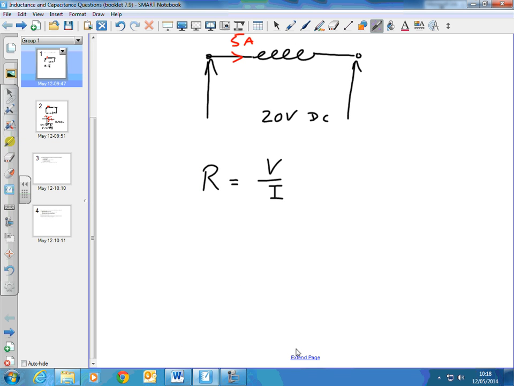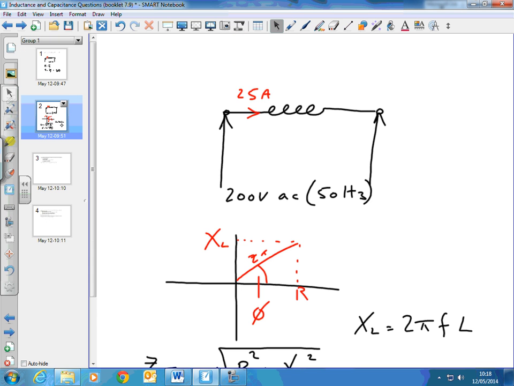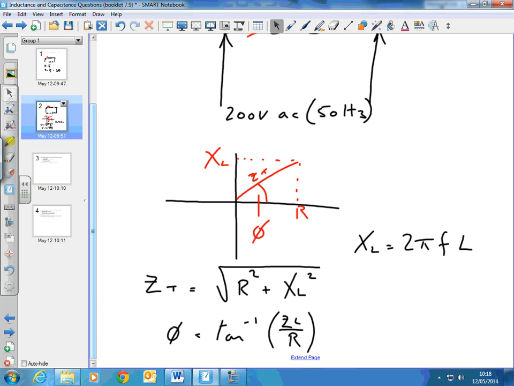So the first step, using Ohm's law, voltage is 20 divided by the current, it's 5, gives us a resistance of 4 ohms. So now we plug it into our AC supply. We know that this value here, resistance, is 4, so that's 4.